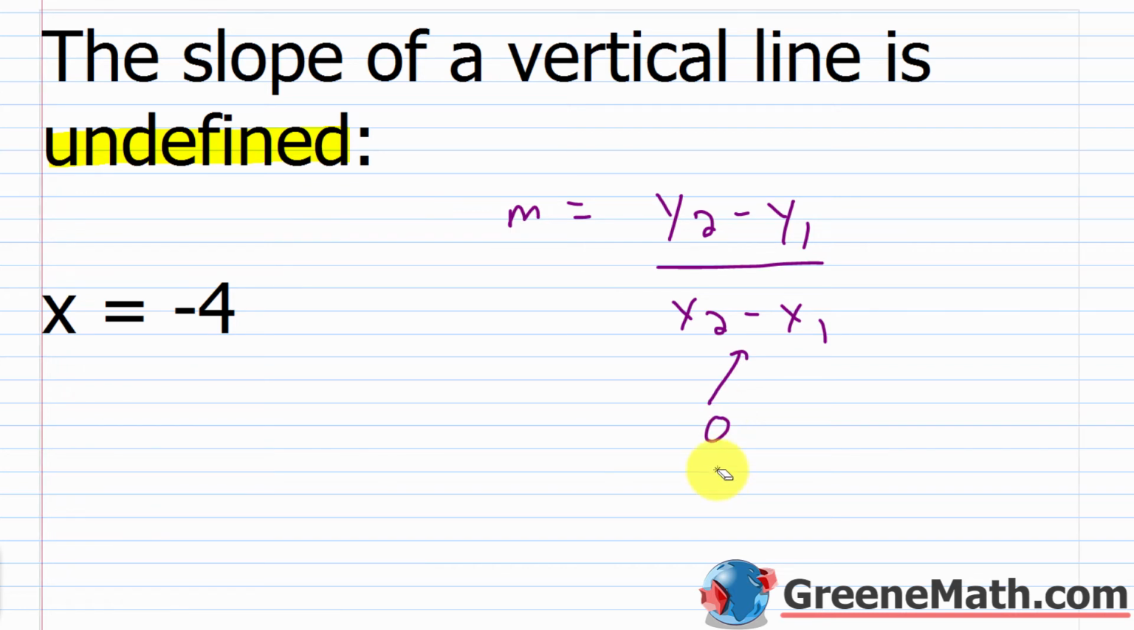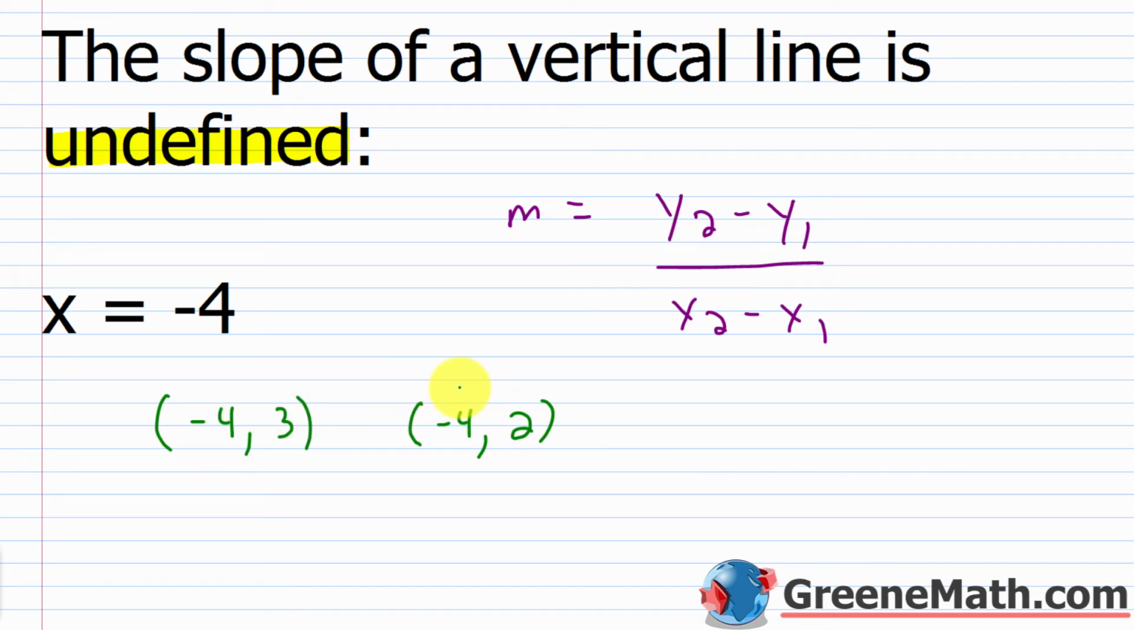And again, if you want an example of that, let's say you're given a problem where you have something like negative 4 comma 3, and let's say you have negative 4 comma 2. If you see the same value for each x, you know you have an undefined slope. Let's say this is x sub 1, y sub 1, and this is x sub 2, y sub 2. Just try plugging it in. So for y sub 2, you get 2. For y sub 1, you get 3.